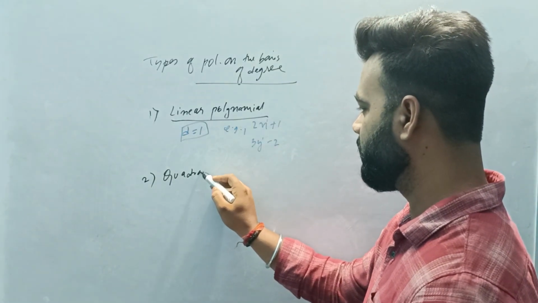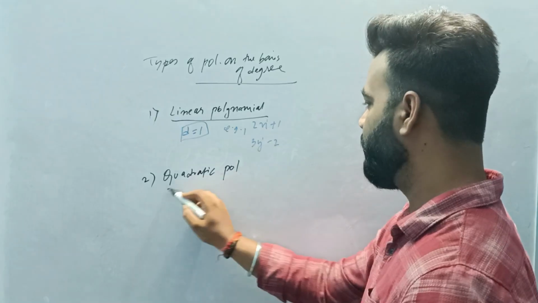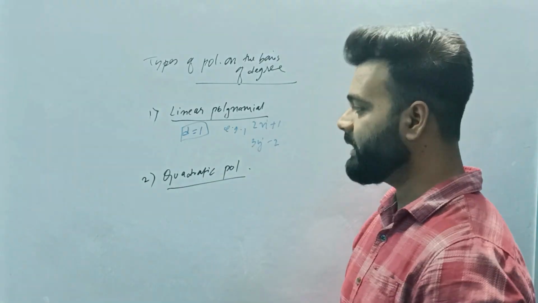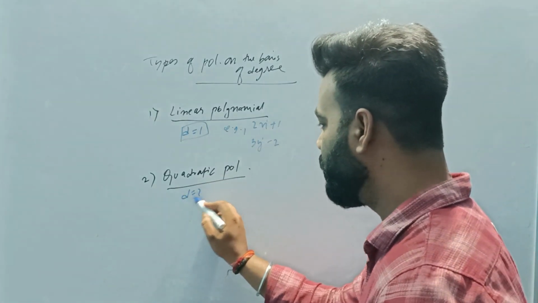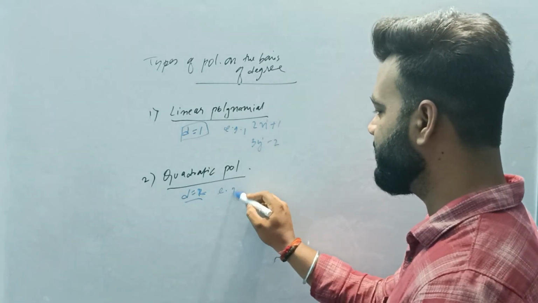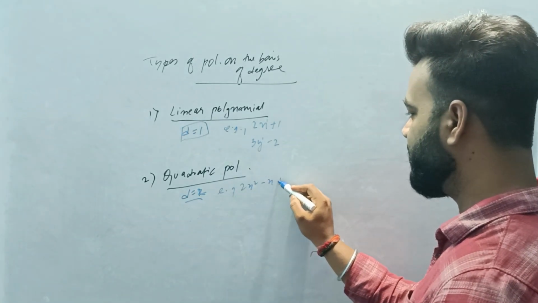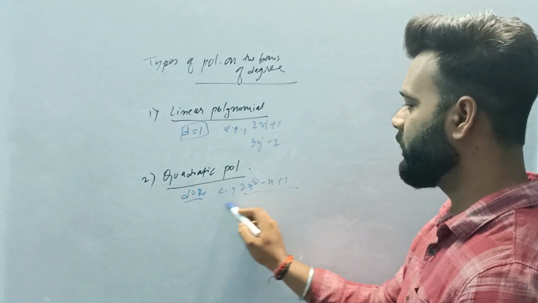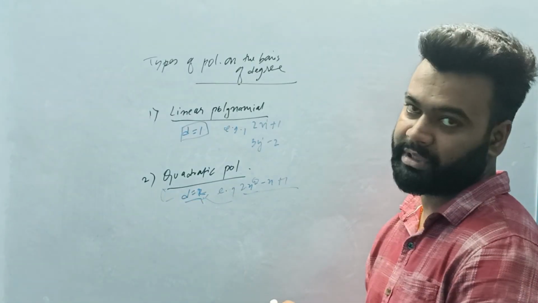Number 2 is quadratic polynomial. Quadratic polynomial means it should have the degree 2. For example, let's say 2x² − x + 1. So the highest power here is 2. So the degree is 2. So it is known as a quadratic polynomial, right?